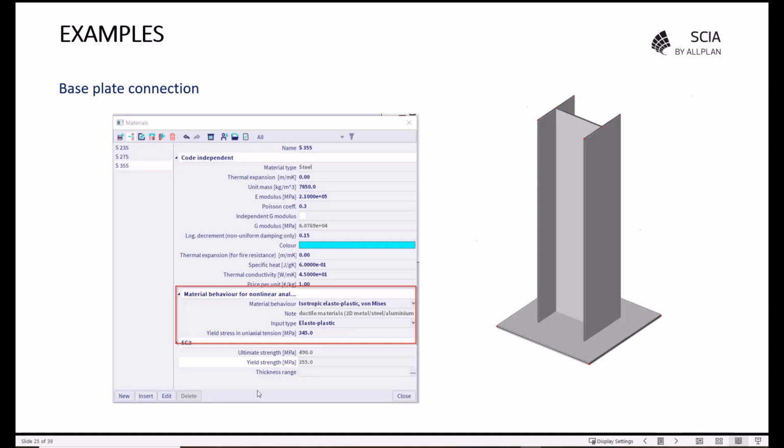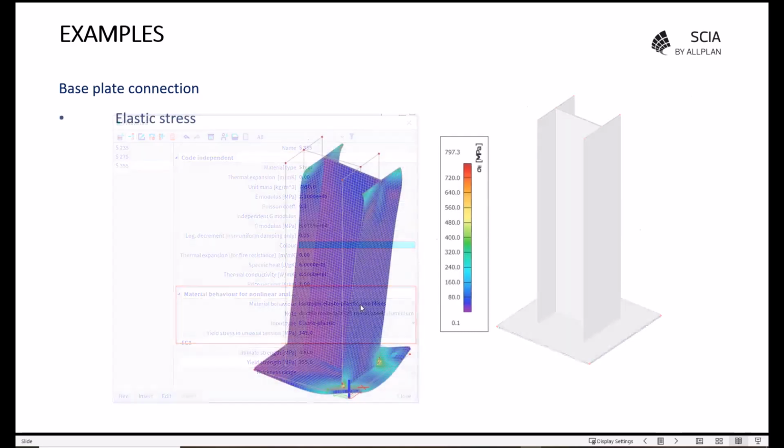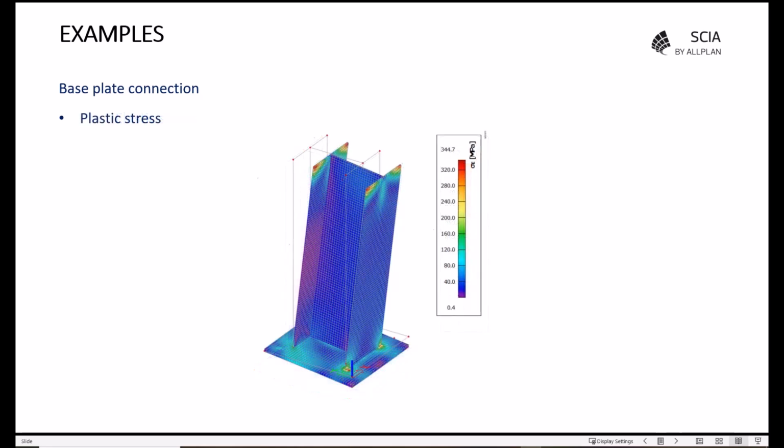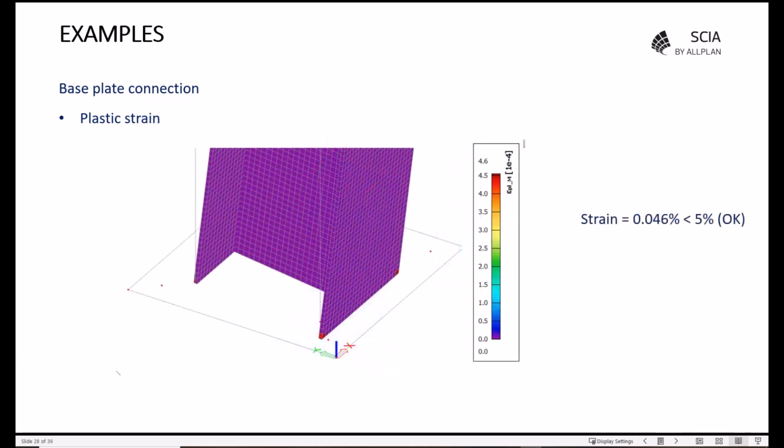So in this example, we've seen that the limit was 345 megapascal, and the material behavior is isotropic elasto-plastic von Mises behavior. First, for the elastic stresses, we have a value of 797.3 megapascal. For the plastic stresses, we have 344.7 megapascal, which is approximately equal to the limit. And finally, for the plastic strain, we have a value of 0.046%, which is lower than 5%, so it's okay.